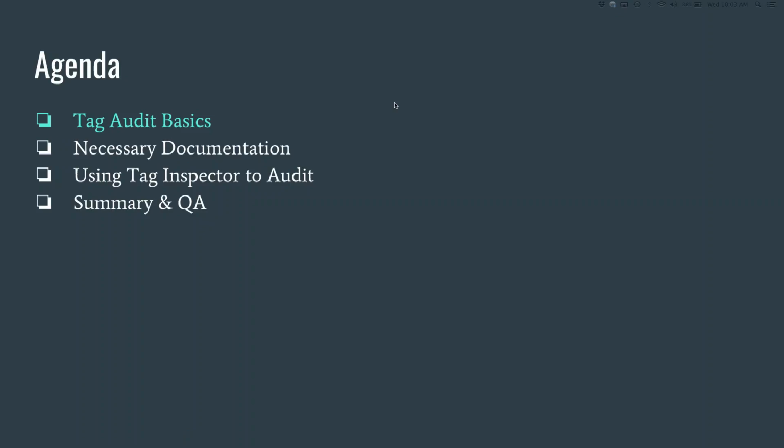I know we've had some previous webinars and things on what are the basics and what's needed for a tag audit, but I just want to walk through those real quick. Want to go through some of the necessary pieces of documentation.